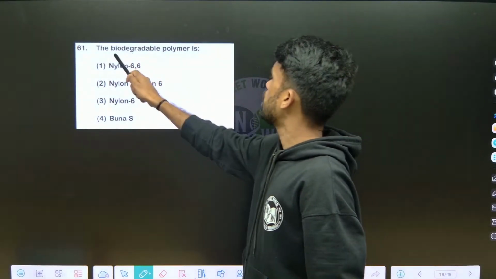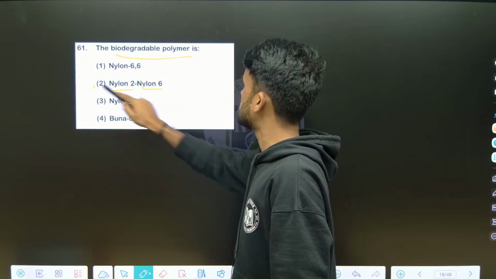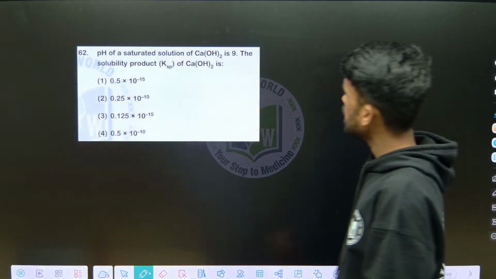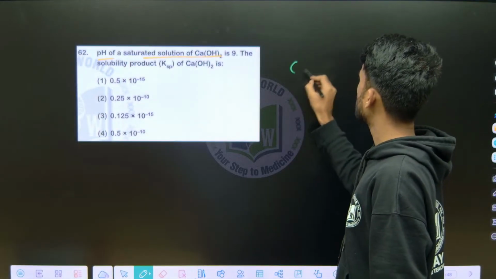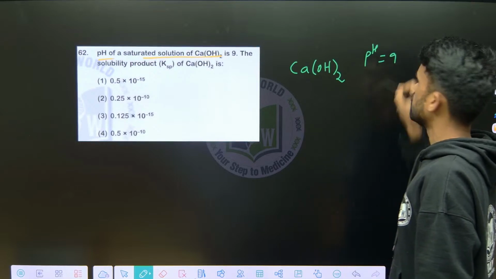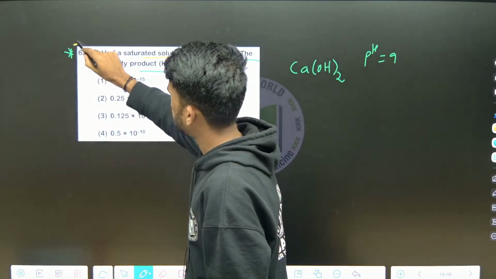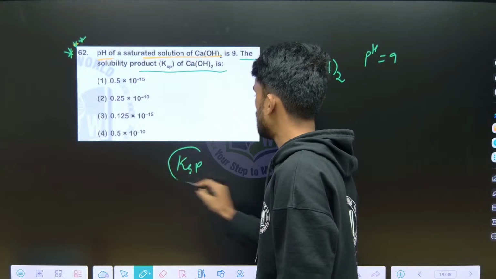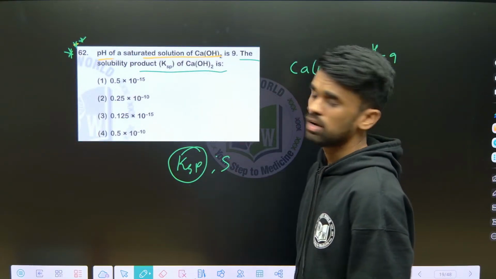Okay, so what is a biodegradable polymer here? Only nylon 2, nylon 6 is a biodegradable polymer in the given options, right? Next, here the pH of a saturated solution of Ca(OH)2 is given as 9. Now they are asking about solubility product. Yes guys, this is one of the important questions. We may expect questions on solubility product, Ksp, and solubility for sparingly soluble salts or this kind of solutions.